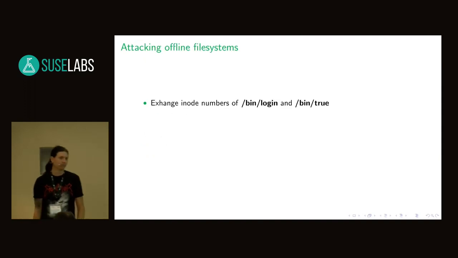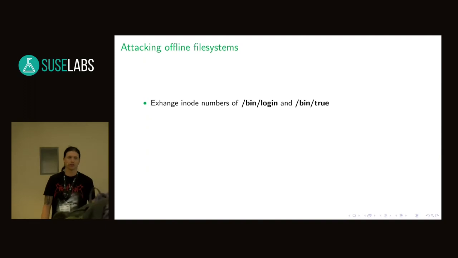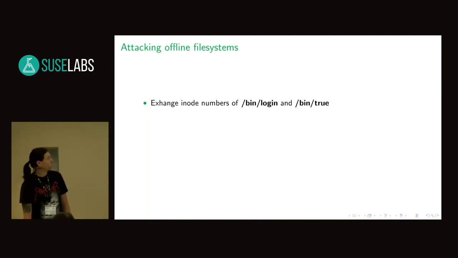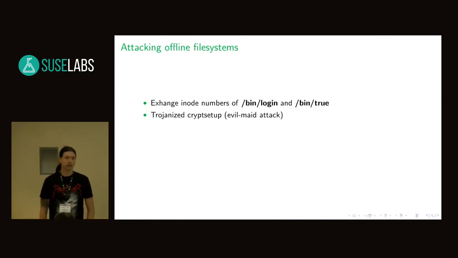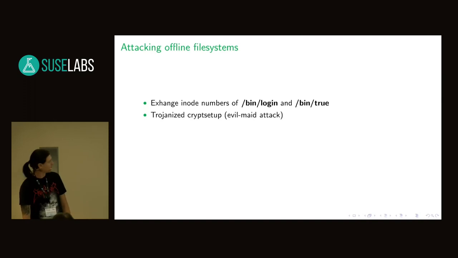So how could you do an offline attack on a file system? The easy way: just exchange the inode numbers of bin login and bin true, and there you go. Or Trojanize the crypt setup script. Your root is encrypted, all is good, but something has to decrypt it. Just swap out the normal cryptsetup tool for your Trojanized cryptsetup tool. It'll skim the key and send it back to you.